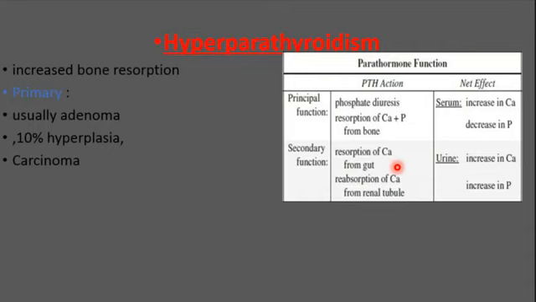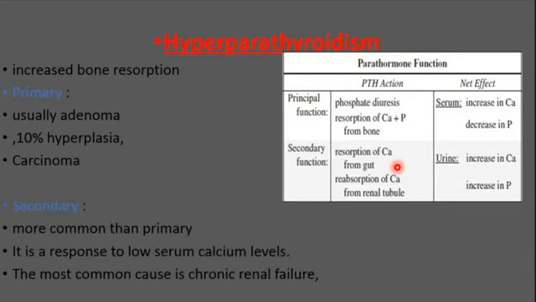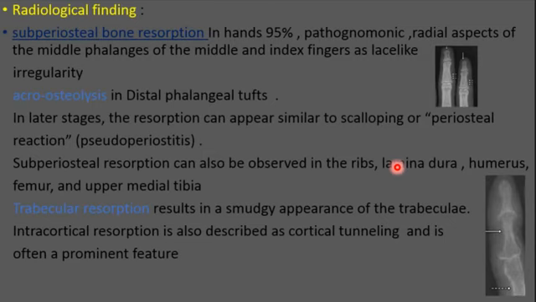Again, we have primary and secondary hyperparathyroidism. The primary one is usually due to adenoma: about 90% is due to parathyroid adenoma, 10% due to hyperplasia, and rarely due to carcinoma of the parathyroid. The secondary is more common than primary. It is the response to a low serum calcium level, which stimulates the parathyroid to secrete parathyroid hormone. The most common cause is renal failure. Chronic renal failure is the most common cause of secondary hyperparathyroidism.